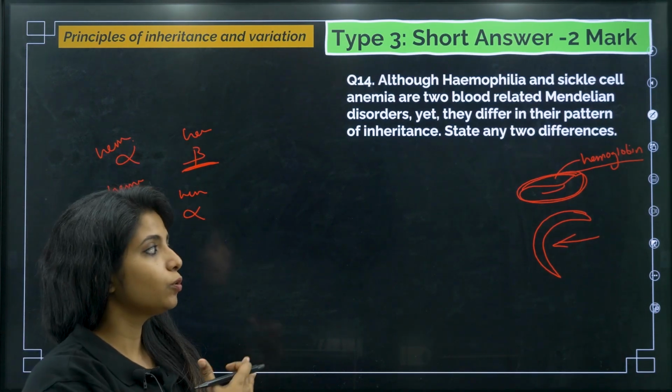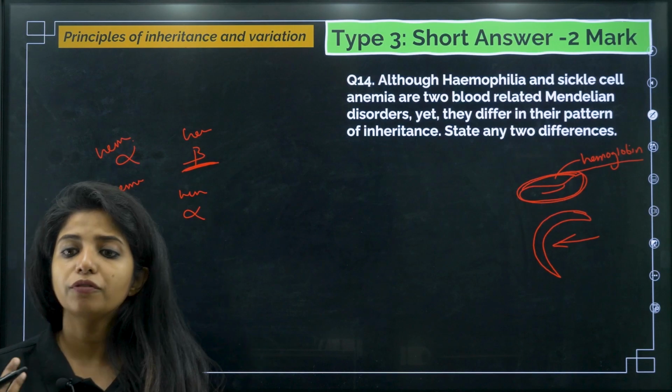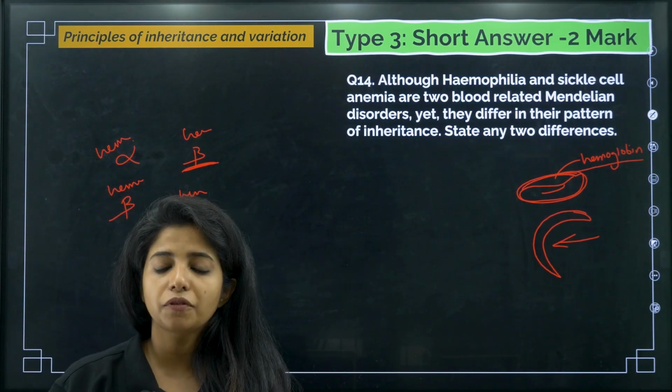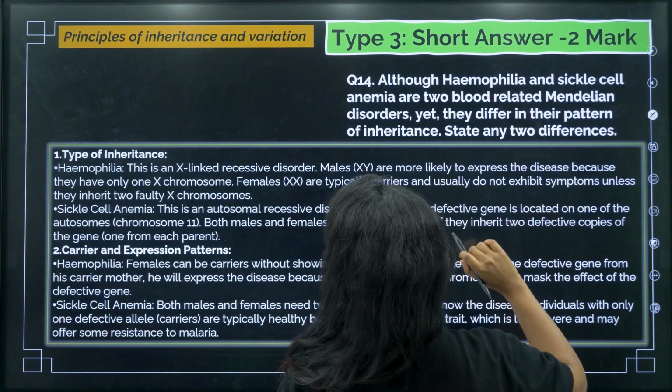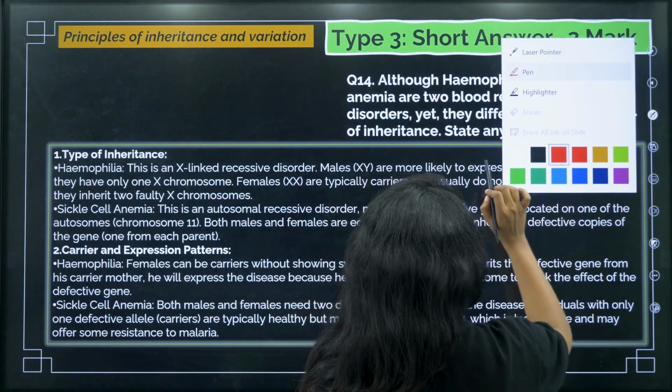Now, they are asking you, since both of them are blood disorders only, how can you differentiate them? How is the pattern different? So, first thing first, I'll start from here only.